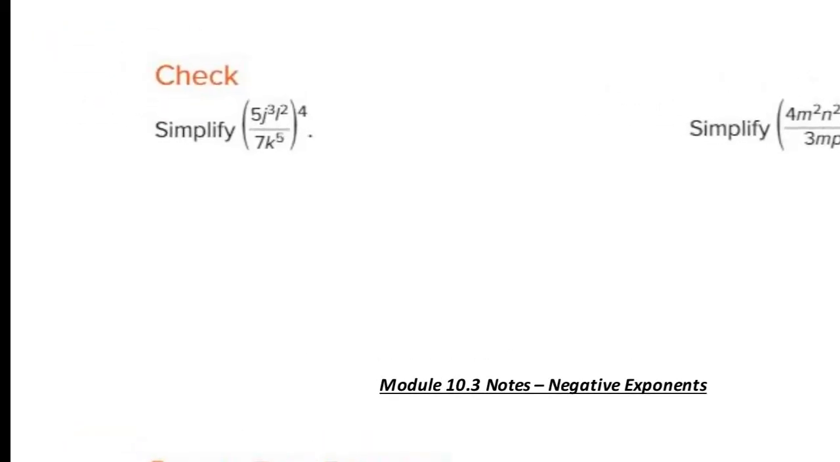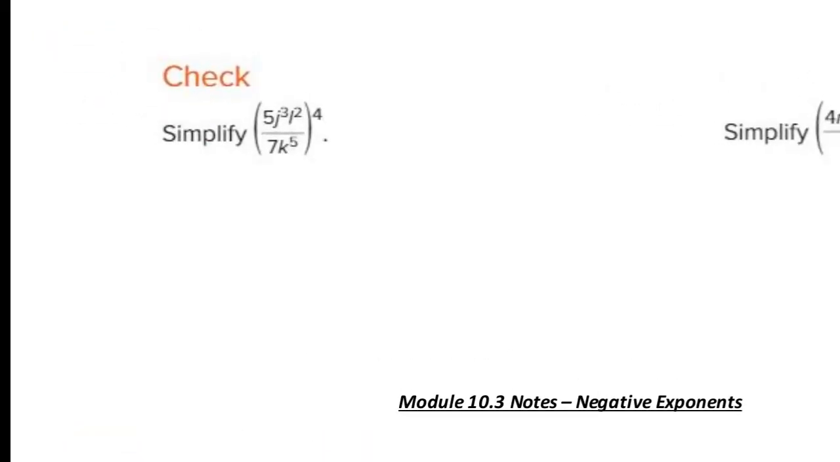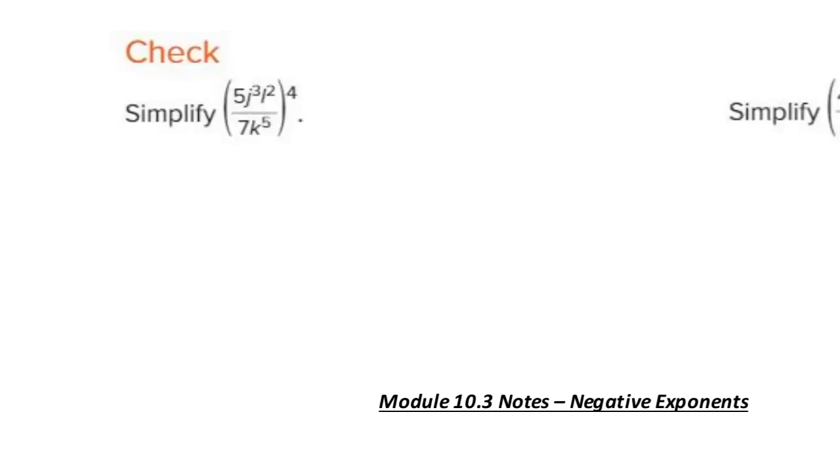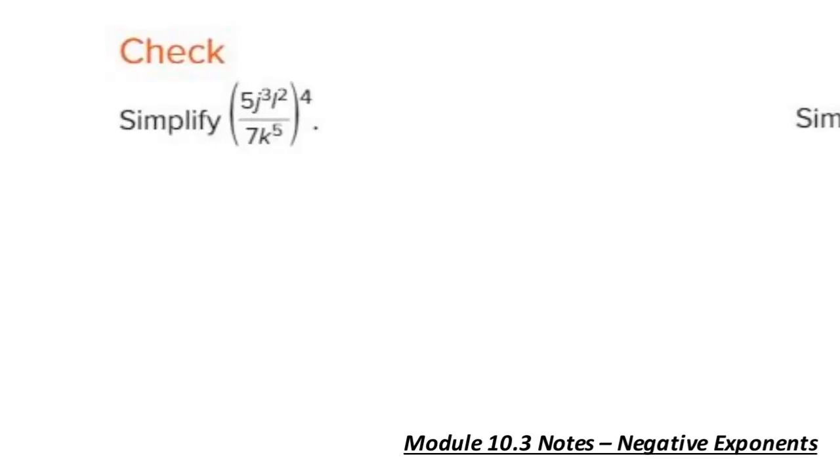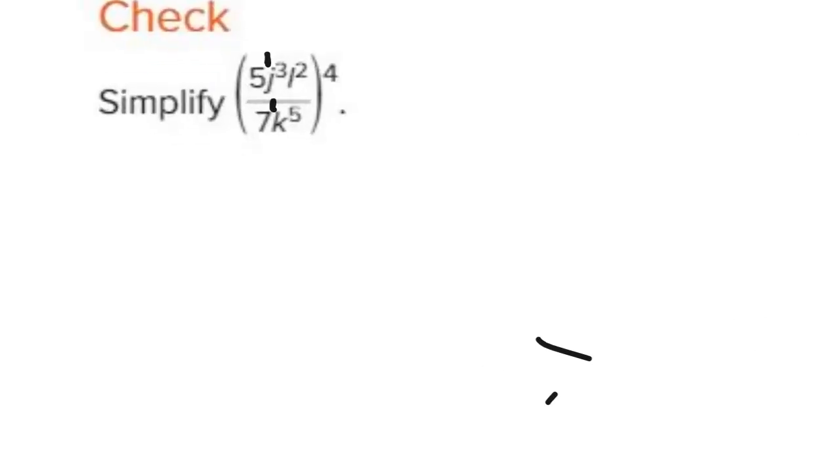Let's see if we can do this top one and we'll call it a day because we're running out of time. All right, so we have many things that are written and the whole thing is taken to the 4th power. First of all, if you see something without an exponent, put a 1 on it. So the 5, I'm going to put a 1 on it. The J has a 3, the L has a 2, 7 on the bottom, I'm going to put a 1 on it. And that whole power is taken to the 4th power.